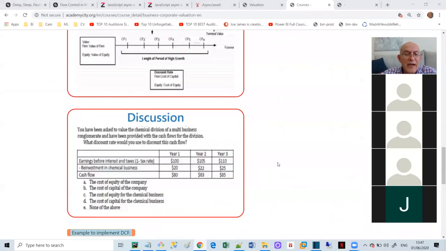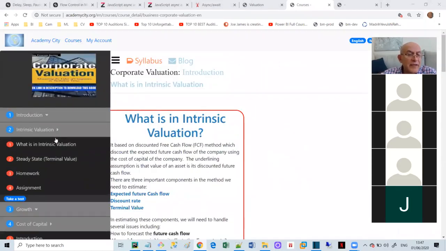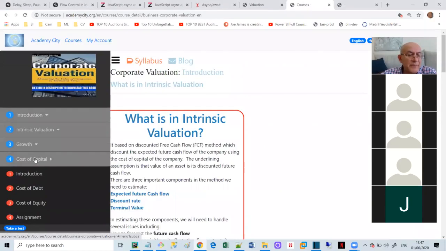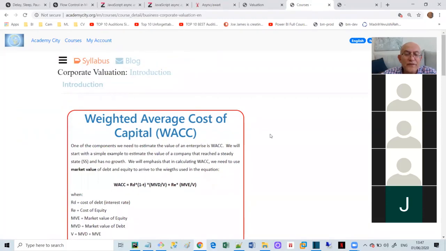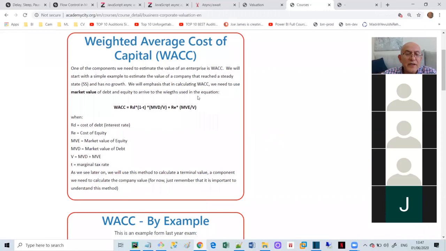So I built up, in fact, I didn't really build it up, it's a question I gave in previous exams. If you go to cost of capital, introduction, you have questions from previous years' exams. I really like this question because it highlights many elements we talked about so far, and it's a good bridge to the next topic, focusing on what WACC is.